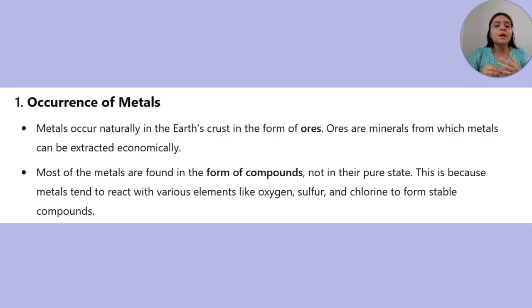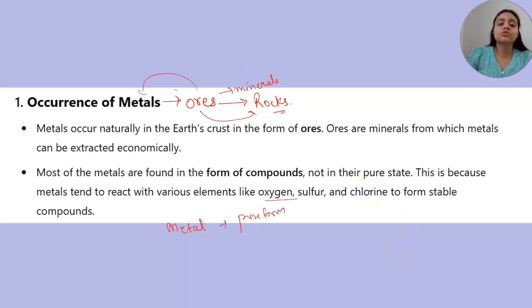Because where do metals come from? Metals come from ores. Okay, metals come from ores, and ores come from rocks. Ores, and in order to get the pure form of metal.